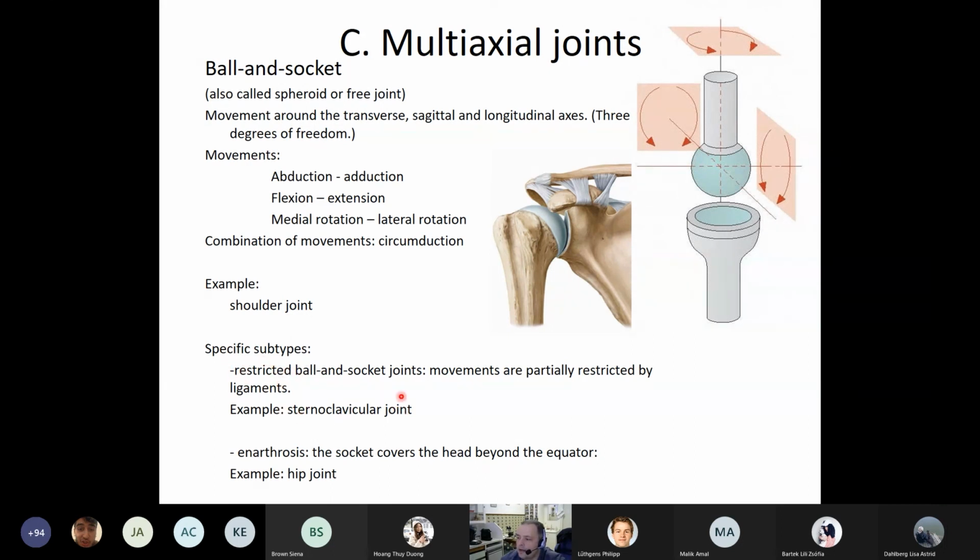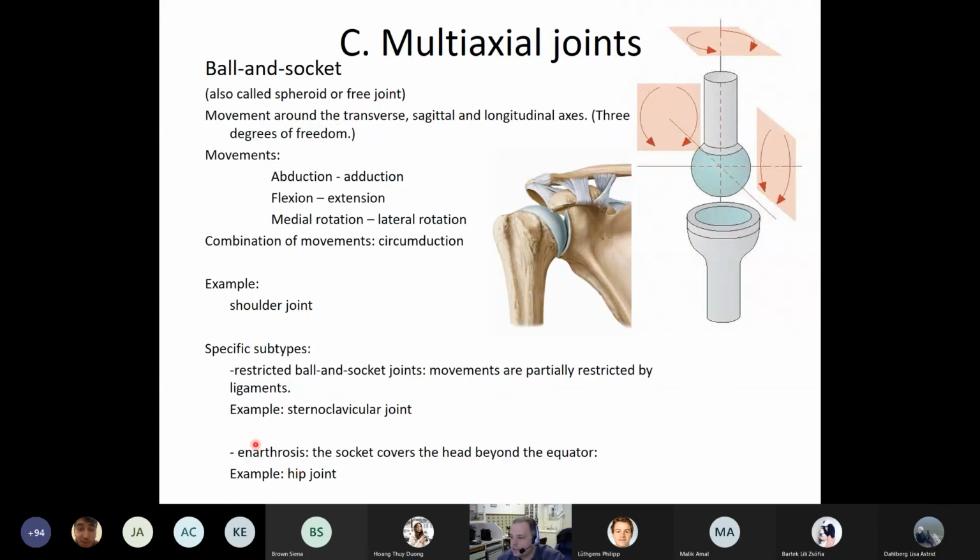For instance, the sternoclavicular joint is such a joint that is between your clavicle and sternum. So if you lift your shoulder, you move it forward, backwards, you can do that, but the movement is not unlimited. Some ligaments will restrict the movements of the sternoclavicular joint. In the classes, you will learn what exact ligaments will stop the movement after certain angles.